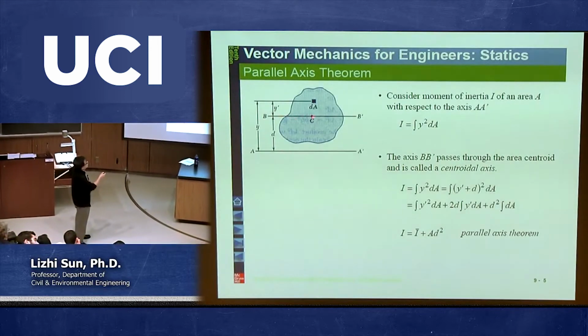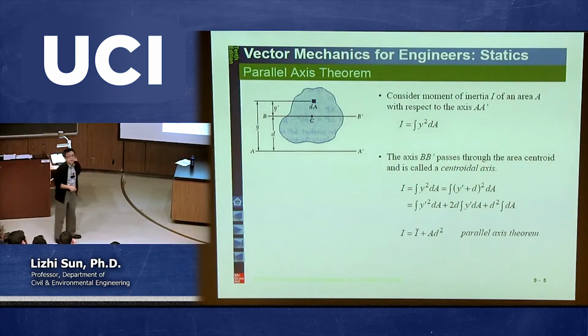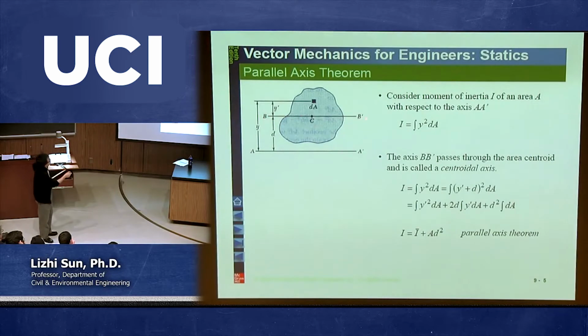which is passing through the centroid point this time. So this B prime is very special. It has to pass through the centroid point. This A prime can be anywhere. It can be here, it can be on the top, it can be very bottom, doesn't matter.